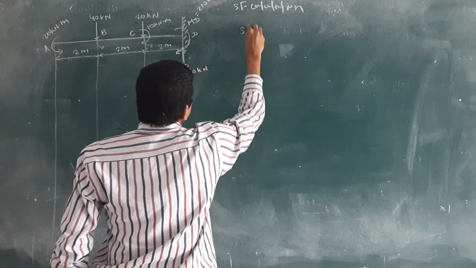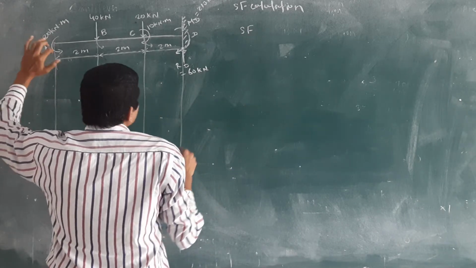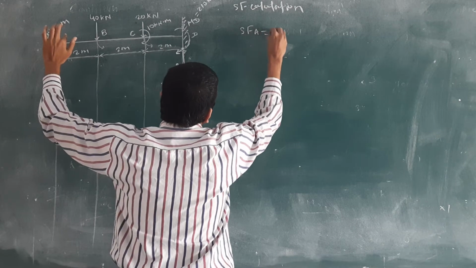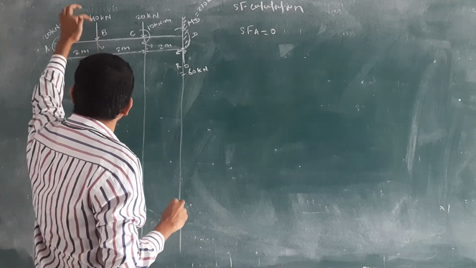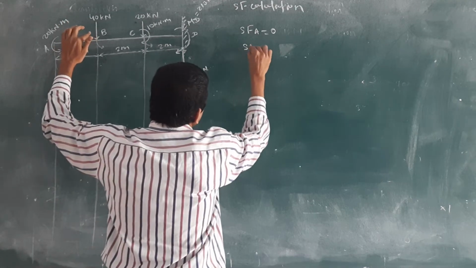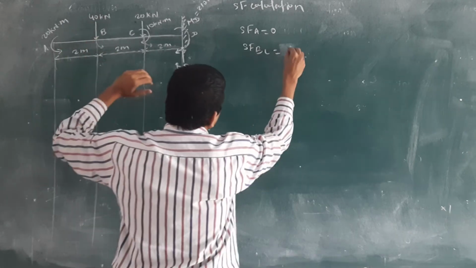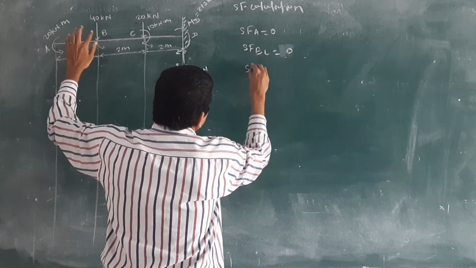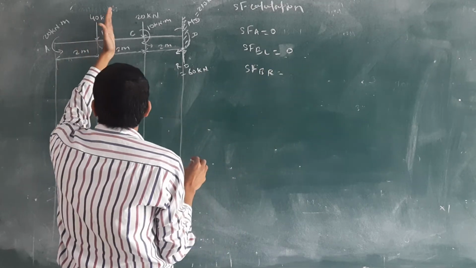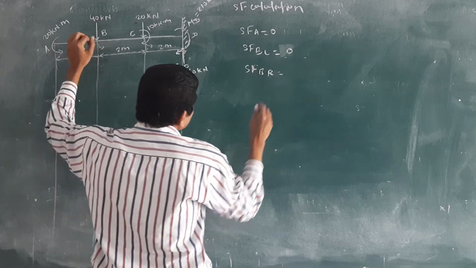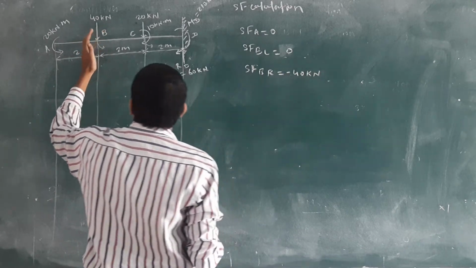First, SF at point A: there is no load, only the moment, so I will write SF at point A as 0. At point B there is a load, so you will get 2 points. Except at B, just left side, again 0. Then except at B, just right side, there is 40 kilonewton in the downward direction, so you will get minus 40 kilonewton.